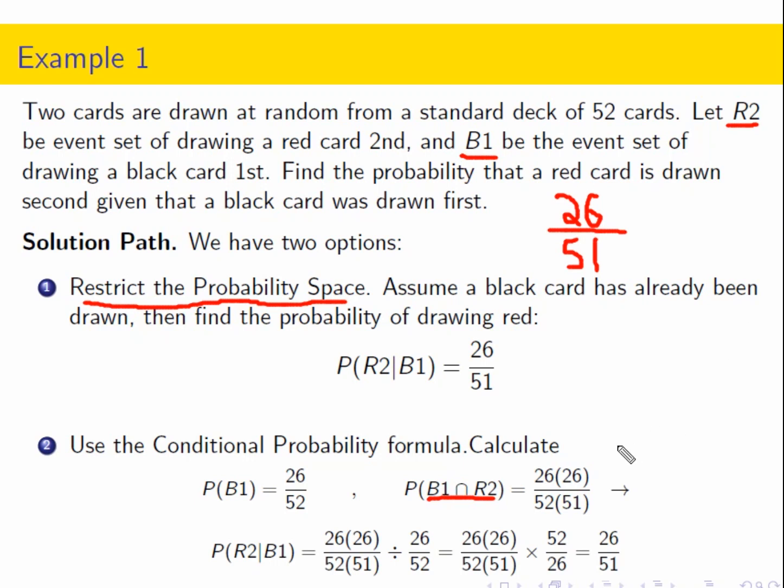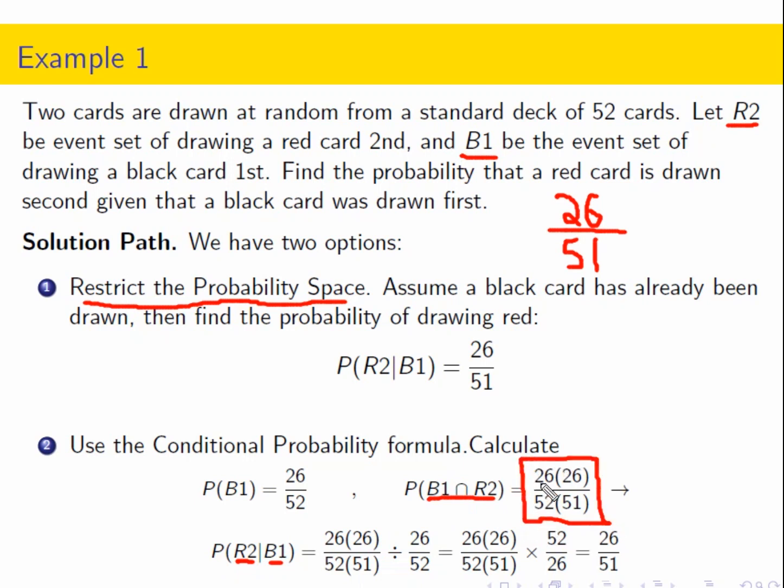Right, so the difficult thing is calculating the probability of this intersection. I'm sorry, I said the thing that's given, we're doing this, right? Calculate the probability that red is drawn second, given that black is drawn first. Well, the hard part is calculating this probability. What is the probability that they both happen?